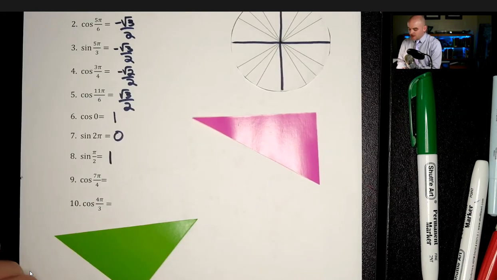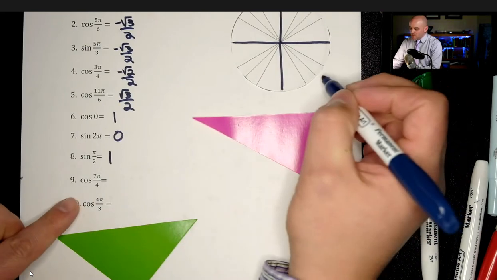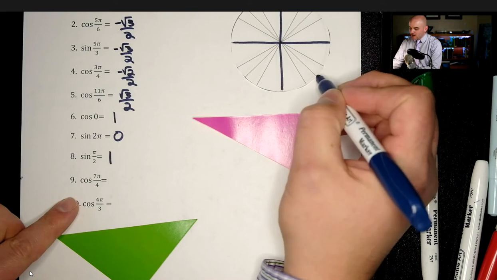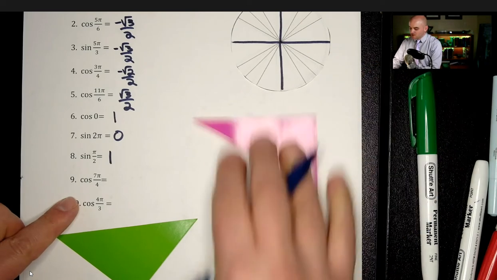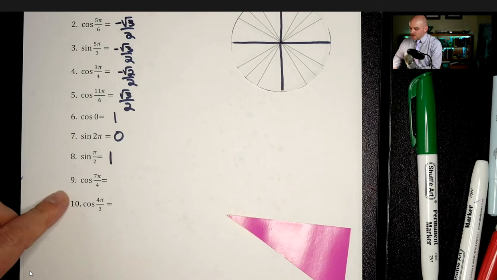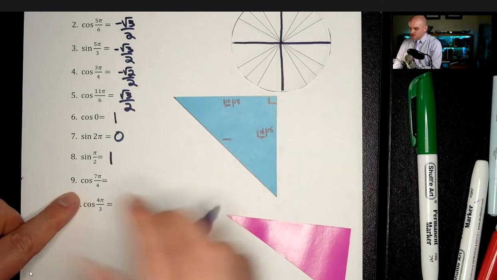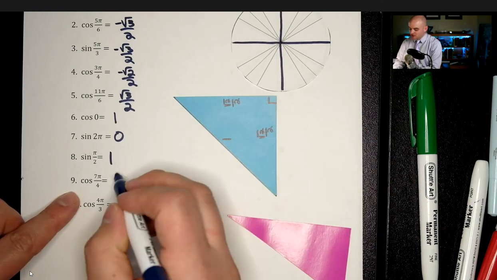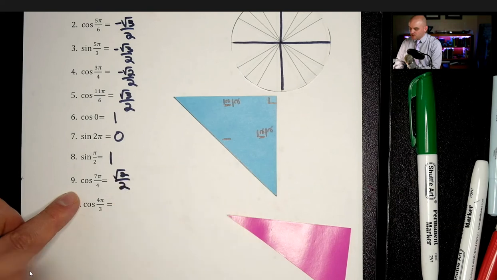The cosine of 7 pi over 4. 7 pi over 4 is 1 pi over 4 shy of 2 pi. So it's going to be this triangle, oriented like this. The cosine value is your x value, which is root 2 over 2.